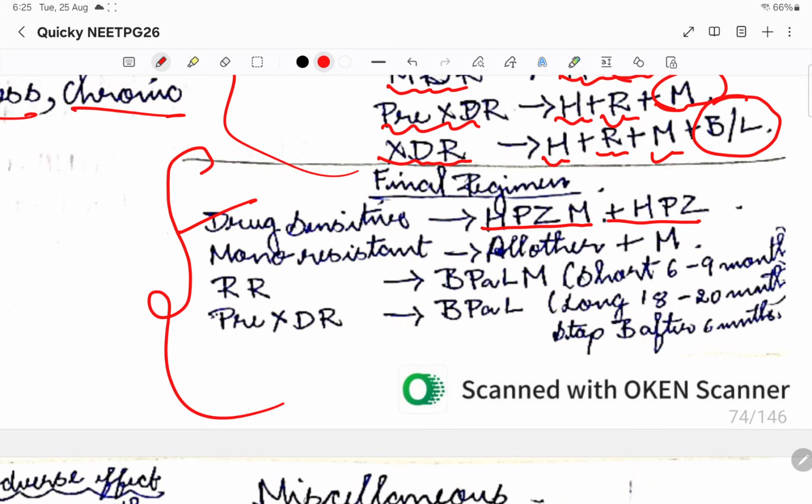Please remember, this table is what I want to tell. Okay, so this is what we are going to follow. If it is drug sensitive, there is no resistance at all, then we are going to go for 2 months of HRZE, and 2 months of HR.